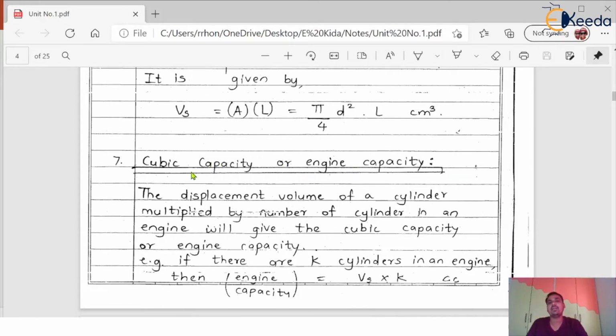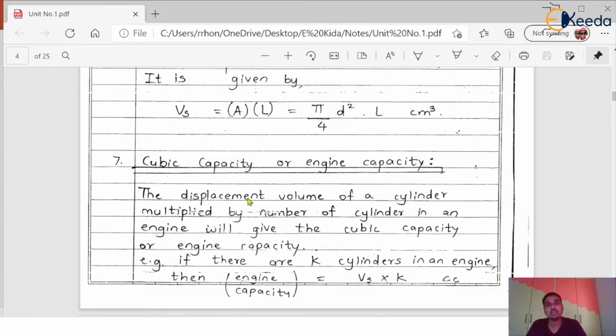So the next one, cubic capacity or engine capacity. I think every one of you has heard about the cc of the engine. When you are going to buy a new bike, what are you going to see? What is the cc of the engine? 120cc, 150cc, 200cc. If you consider the Bullet, a 350cc engine is there. For a four-wheeler, a 1.5 liter engine means 1500cc, and a 2.1 liter engine means 2100cc. What is cc? cc is always the indication of the kind of power developed by the engine.